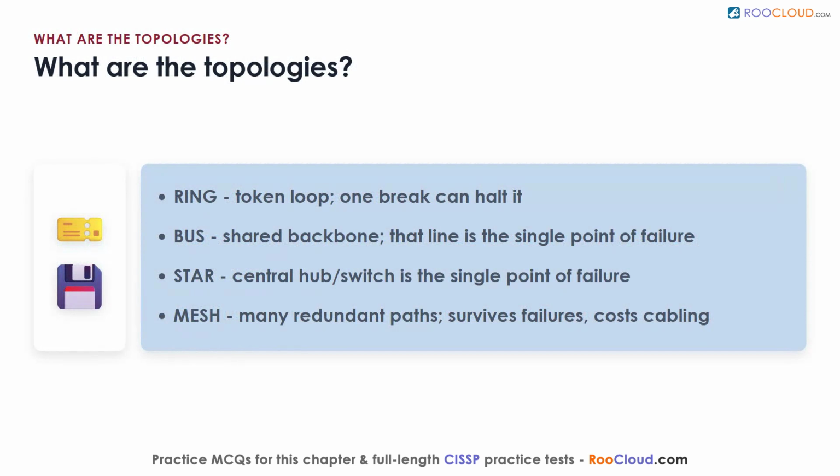What are the basic network topologies? There are 4 classic layouts, and each handles failure differently. A ring connects systems in a loop where a token grants the right to transmit, but a single break can halt the whole loop unless it has redundant paths.